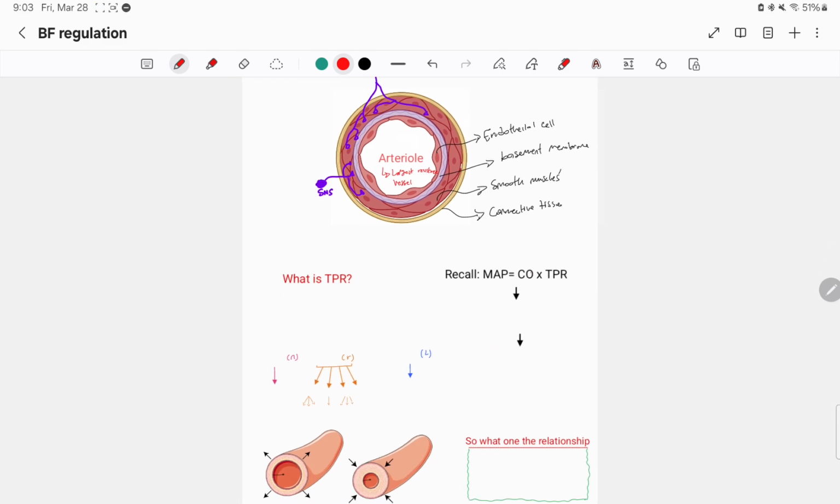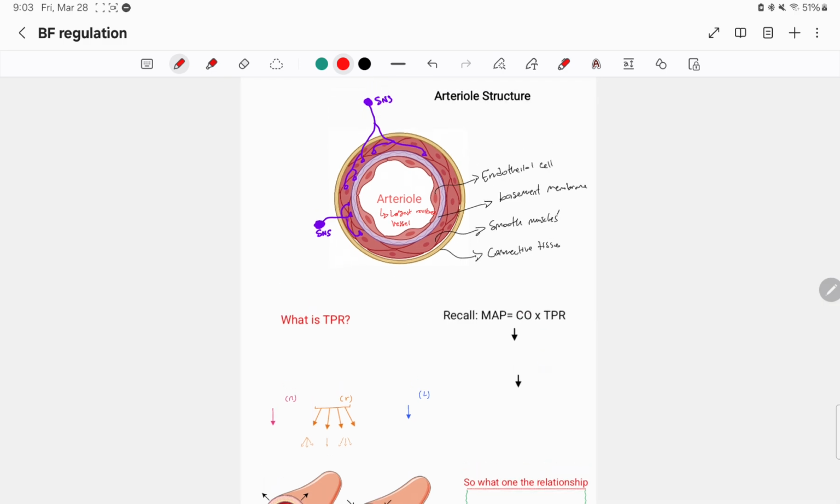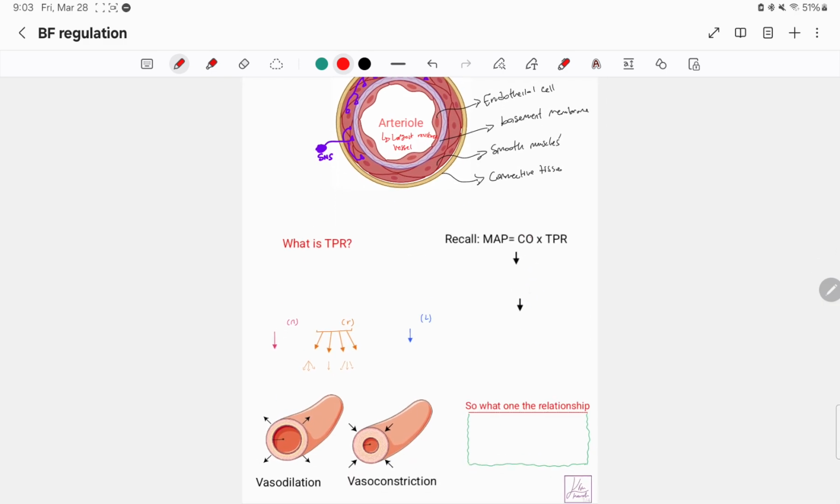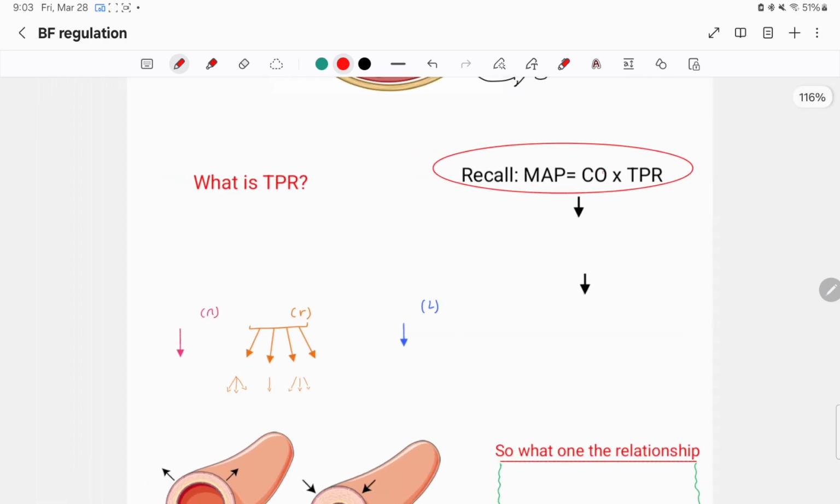Now that we're all on the same page with the general structure of this arteriole, we got to talk about what is total peripheral resistance, right? How is it contributing to this blood flow? Well, first things first, I need you to recall this equation, a super important equation. Mean arterial pressure equals the cardiac output times total peripheral resistance.